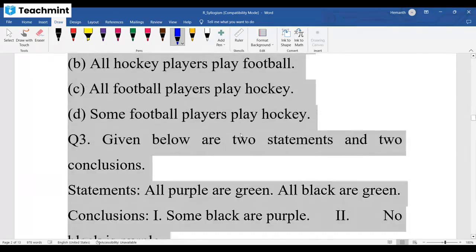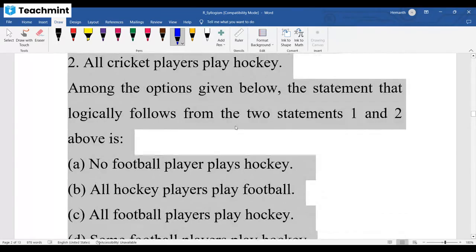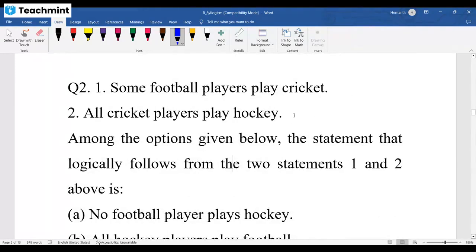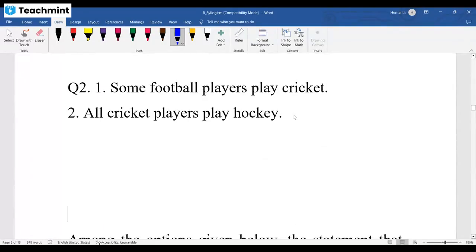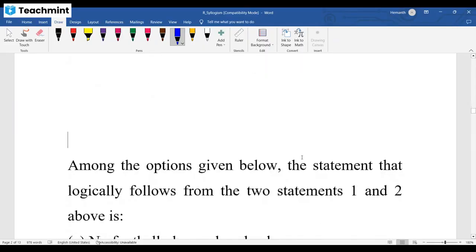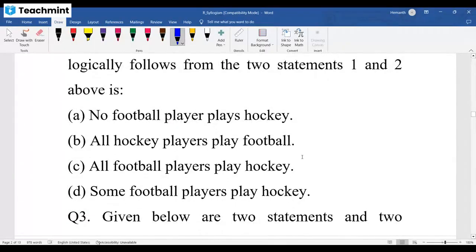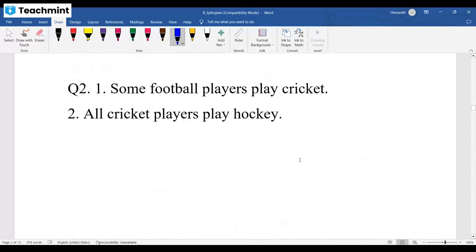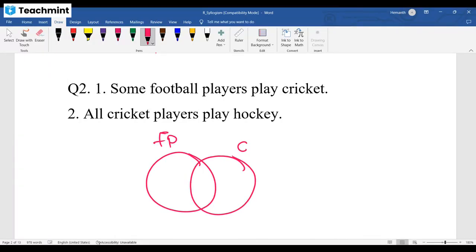Here you have 4 conclusions in this question, 2 statements and 4 conclusions. Now your job, what is it? Satisfying the statements, draw the diagram. Then there are four conclusions, right? Which conclusion is true in all cases? We have to decide. Now, what is here? Some football players play cricket. Now, this is the first statement. See how we are drawing the diagram. Some football players play cricket.